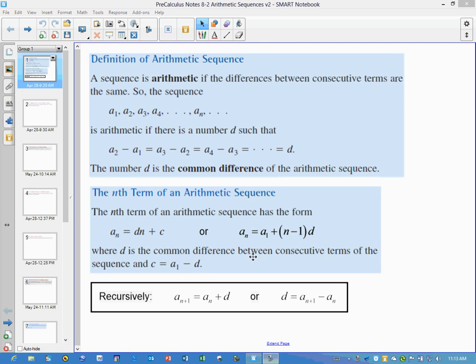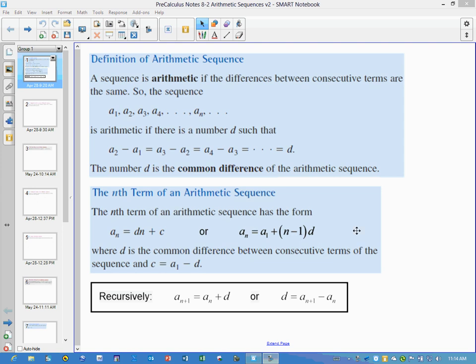I prefer the version that is a little more intuitive. This is the same idea, but it's laid out in a little more intuitive way. In other words, a sub n, your nth term, is simply your first term plus n minus 1 differences.